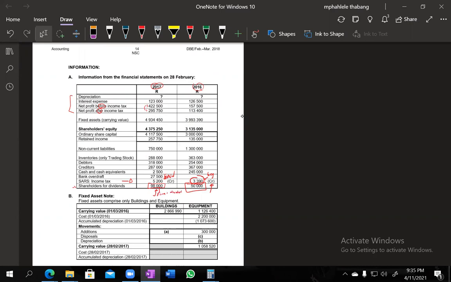I wish you hear me with this one. The final, the shareholders for dividend at the end of the year. The shareholders for dividend at the end of our financial period, the one of 2017, not the one of 2016. It is your final dividend. So you already have a final dividend by just looking at the shareholders for dividend.